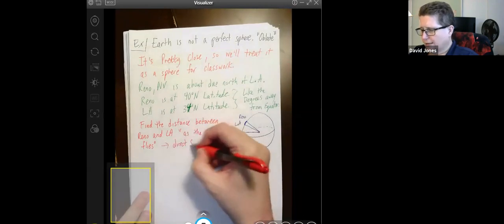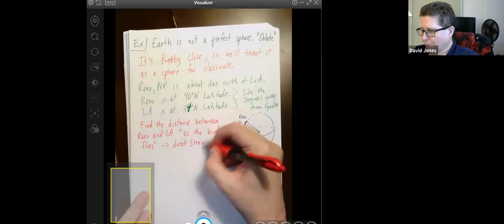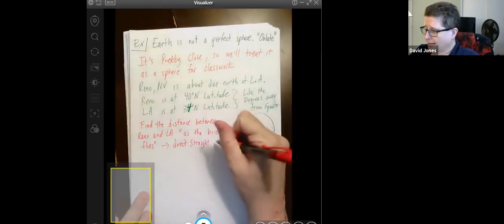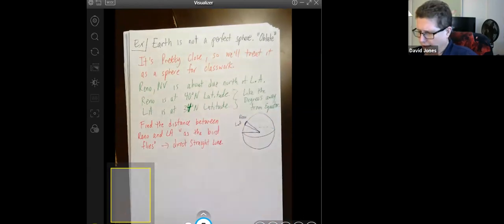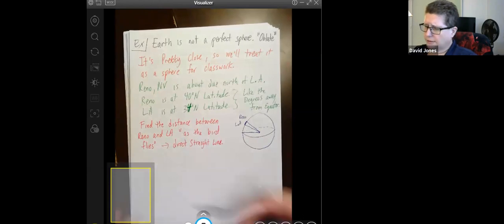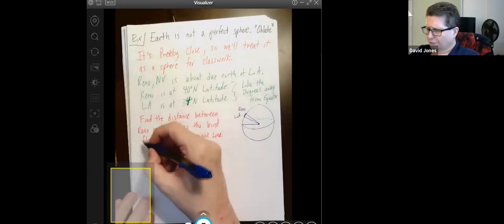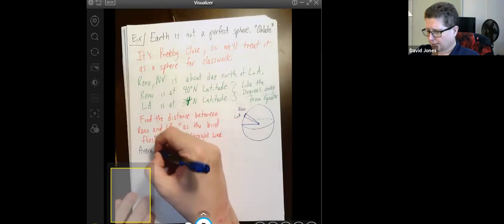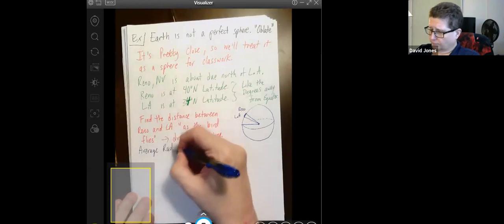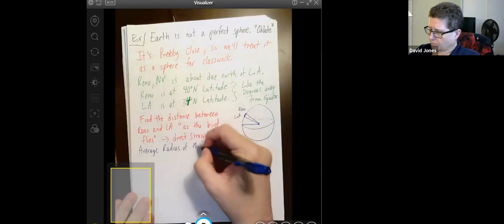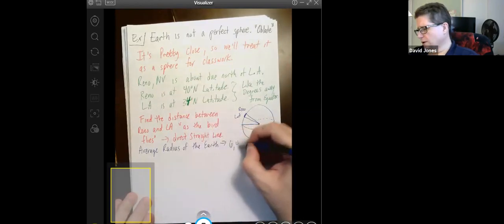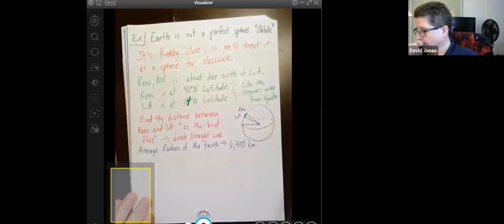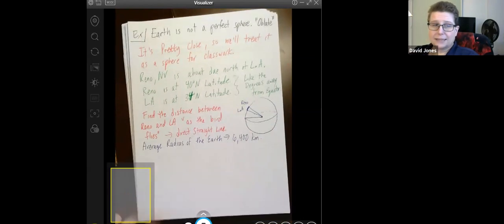Roads don't do that. You cannot drive in a straight line from Reno to LA or vice versa unless you're doing it through the air like a bird. And so to do that, we need one more piece of information. The average radius of the Earth is 6,400 kilometers.